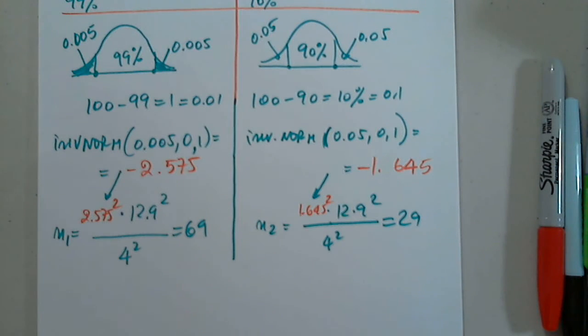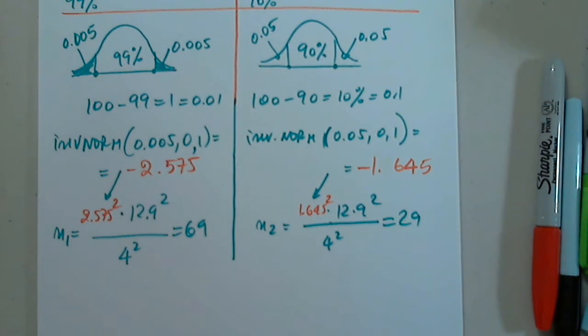So I would pick C. Decreasing the confidence level decreases the sample size needed. That's it, because we decrease the numerator. Very good. Okay, so let's go back and see if we need anything else.